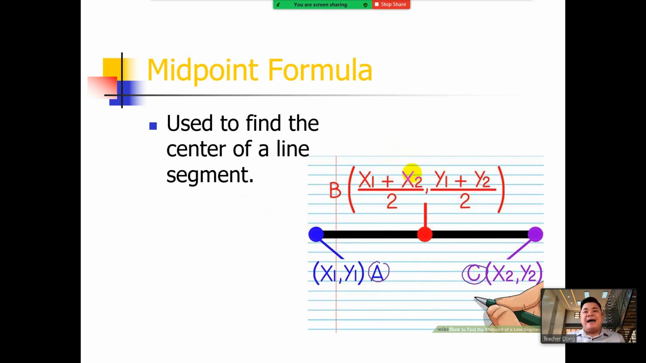We will simply add the x's, x sub 1 plus x sub 2 over 2. Then for the y, we will add y sub 1 plus y sub 2 all over 2. It's easy to remember, guys. We just have to add the x's divided by 2, and then we also need to add the y's divided by 2. Where are we going to get the x's and y's? In the endpoints of the segment. We will add the x's, add the y's, and then divide them both by 2. I hope you can follow.